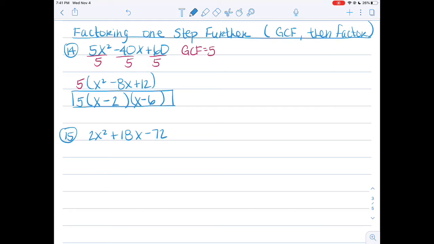Why don't you go ahead and try number 15. Take out a greatest common factor first and then continue factoring. Use a t-chart if you need to.